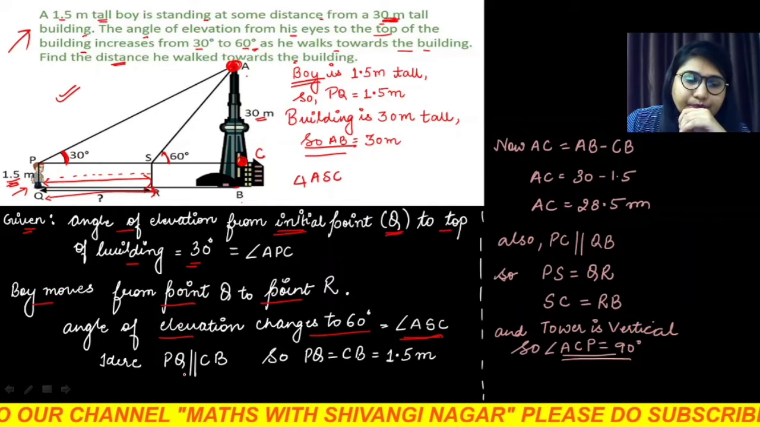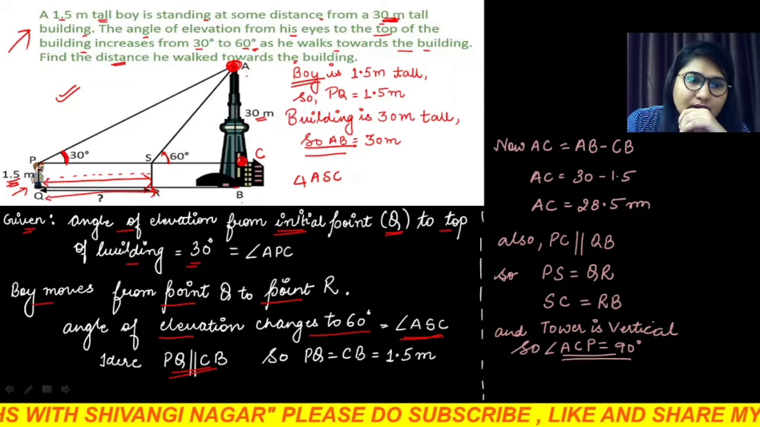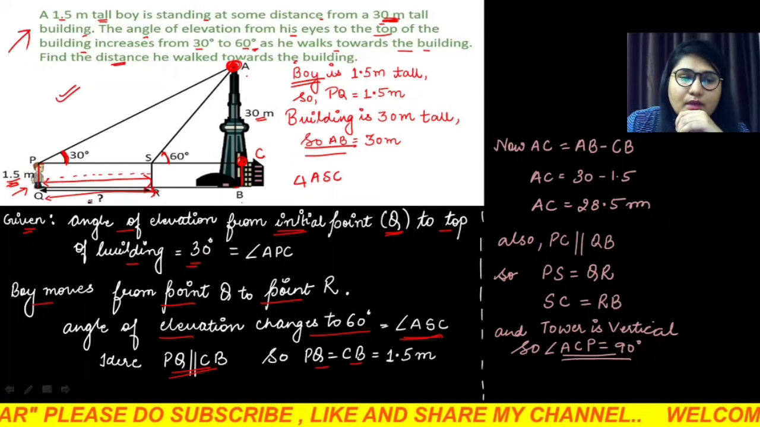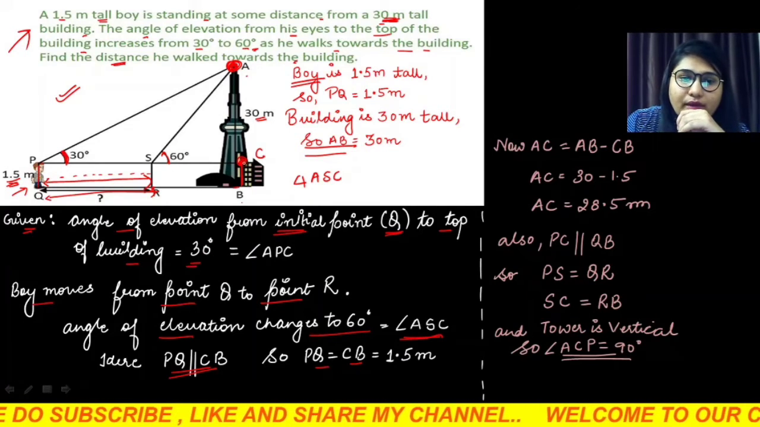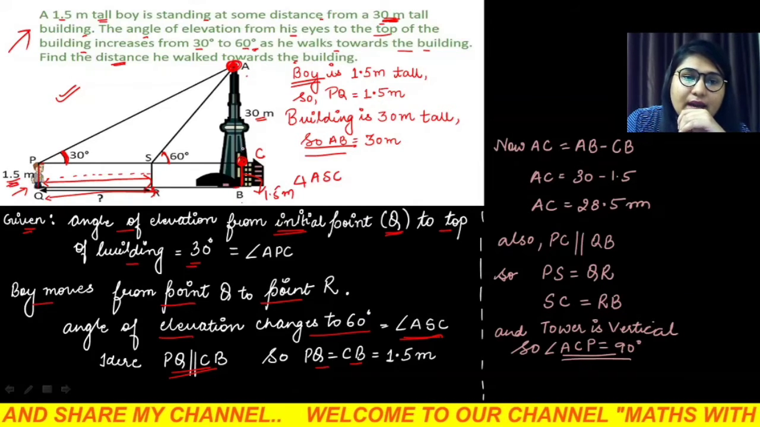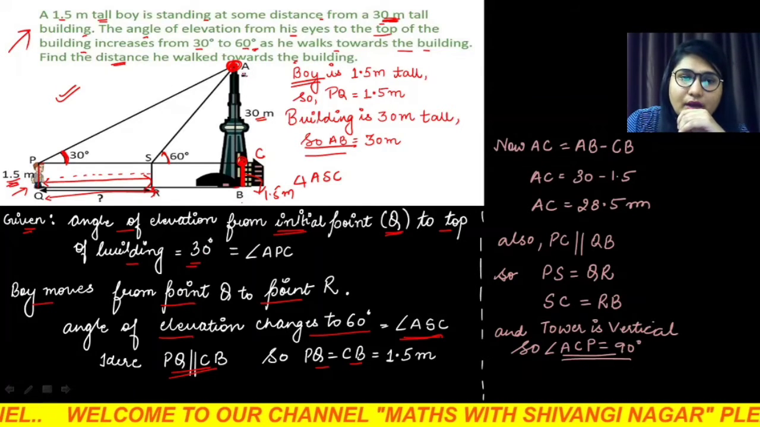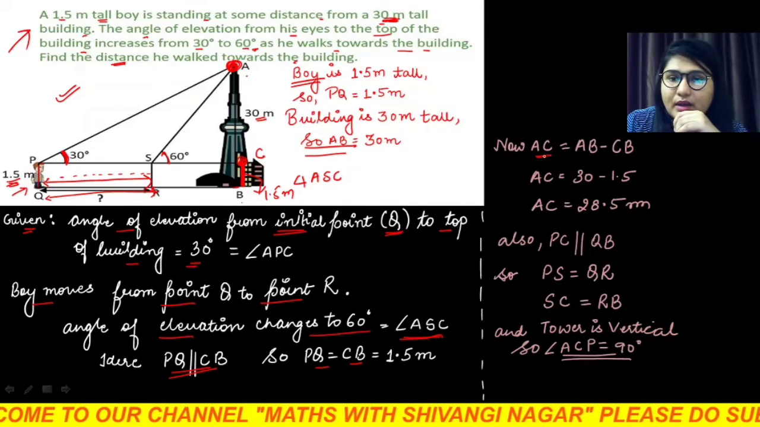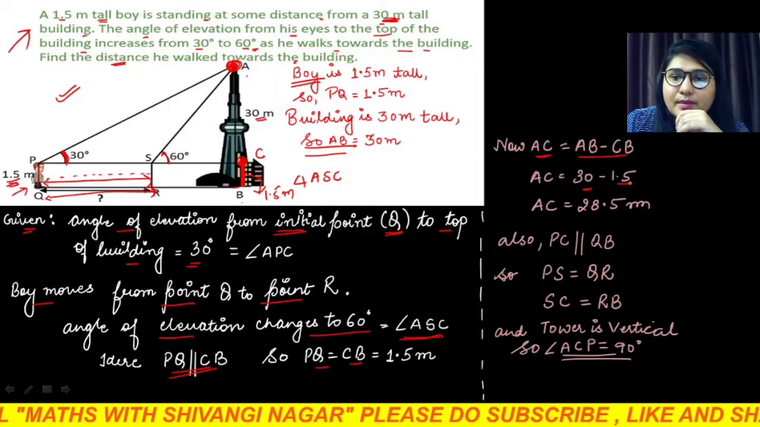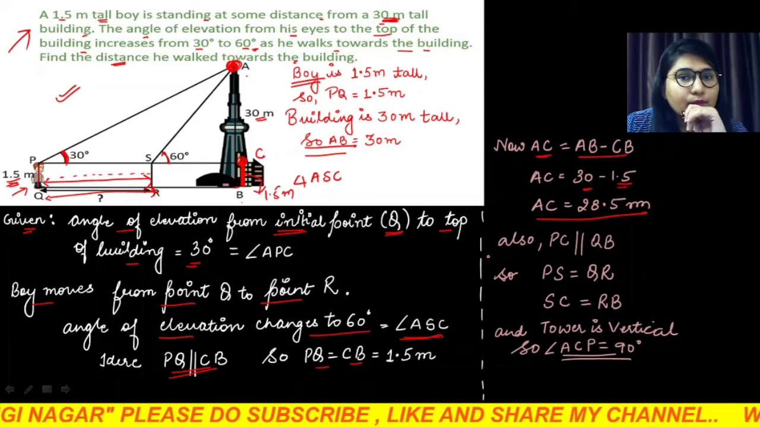Now here, PQ is parallel to CB, so this distance is equal to this distance. So PQ and CB are both equal to 1.5 meter. If the entire AB side is 30 and CB is 1.5, can you find this AC side? Yes, AC is AB minus CB. AB is 30 meter and CB is 1.5, so AC is 28.5.